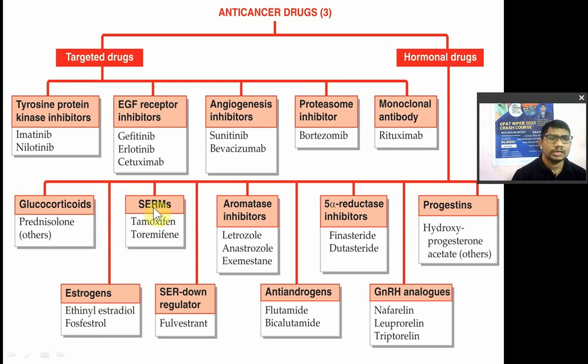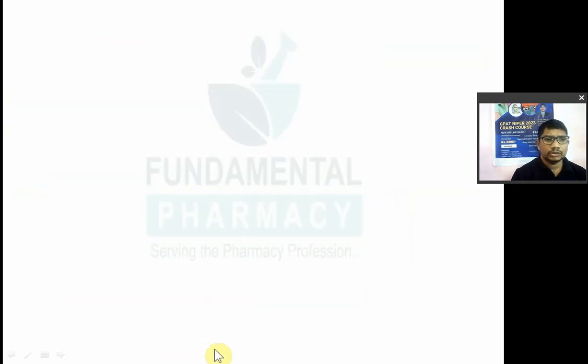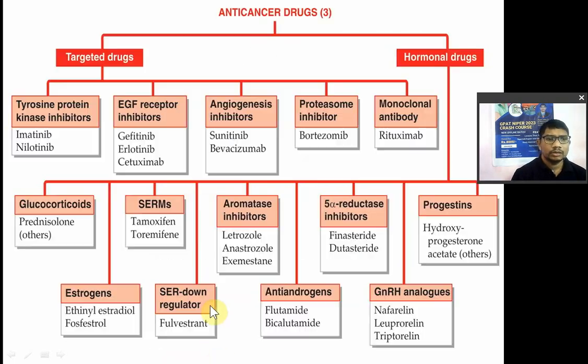Then selective estrogen receptor modulators: tamoxifen and toremifene. They are the drugs. Tamoxifen, toremifene, they are the selective estrogen receptor modulators. You have to remember. Another category in the hormonal drugs is known as selective estrogen down regulator, or you can say selective estrogen receptor antagonist. So fulvestrant is nothing but the selective estrogen down regulator or selective estrogen receptor antagonist.